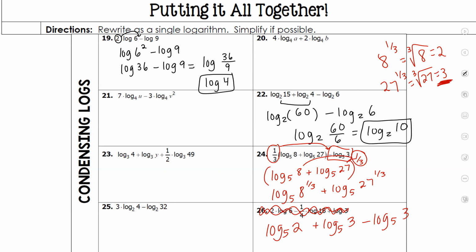Okay. Now we're going to do the product rule. We're going to move left to right. So this will become log base 5, 2 times 3 is 6, minus log base 5 of 3. What rule am I going to do now? Quotient. These are subtracting, so we're going to do log base 5 of 6 over 3, which is what? 2. So your answer is log base 5 of 2, because 6 divided by 3 is 2. So that's the answer to number 24.